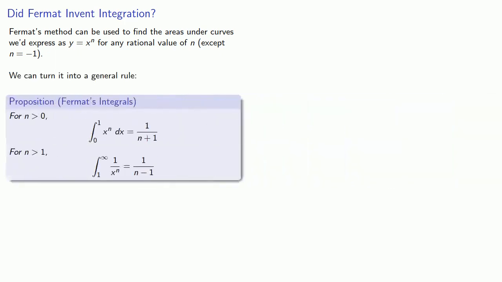And in fact, we can turn Fermat's work into a general rule. The integral from 0 to 1 of x to the n, as long as n is greater than 0, is 1 over n plus 1. Meanwhile, if n is greater than 1, the integral from 1 to infinity of 1 over x to the n is 1 over n minus 1. And so we might ask the question, did Fermat invent calculus?